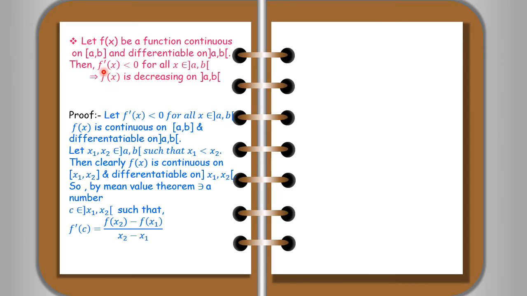Now here I have f dash x is less than 0. So if f dash x is less than 0 in this open interval a comma b, and x1, x2 belongs to this open interval, that time in particular we can say that f dash c is also less than 0 in this open interval.